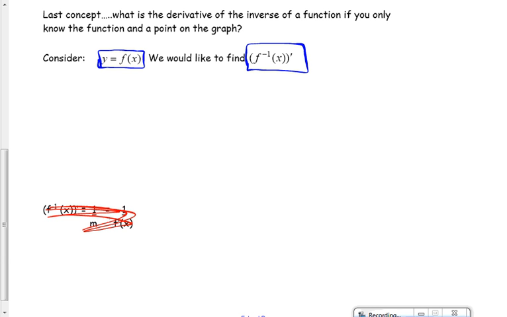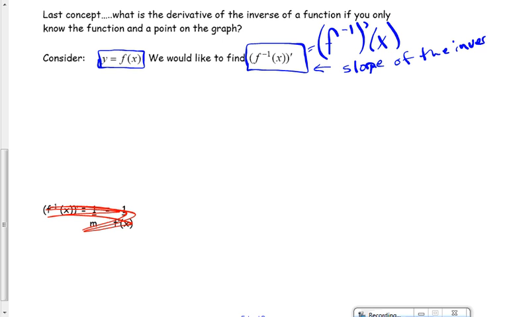This is f inverse of x prime. The book also uses this, f inverse prime of x. Those are the same. The book uses the notation I wrote in blue. It's also acceptable to write f inverse x of prime. The whole goal of this is we want the slope of the inverse of f. Okay? And we're looking for a special relationship.